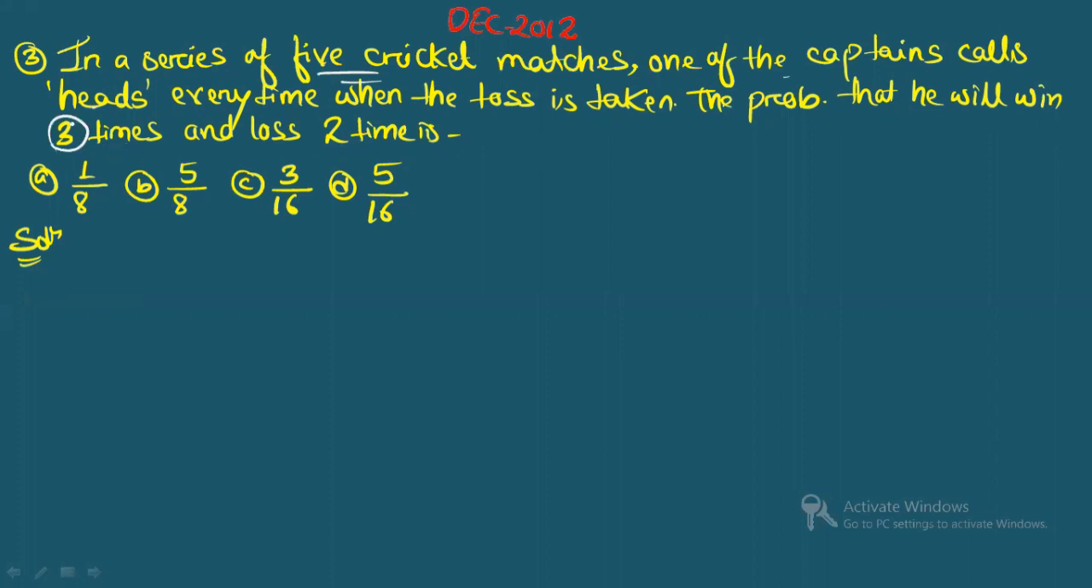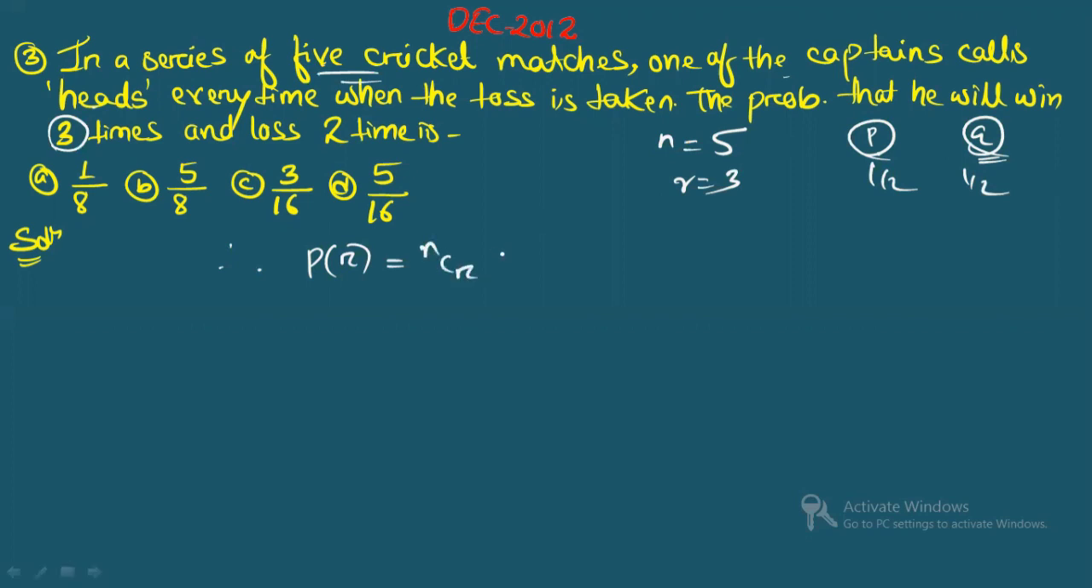So the number of successes is here. The probability for getting head, that is the probability of success in each trial, and the probability of failure in each trial, is 1/2, right? n is given to you, n is 5. Number of successes is denoted by r, it is 3. So this is the binomial distribution formula for the probability of r successes: nCr, p to the power r, q to the power n minus r. So this is 5C3, 1/2 to the power 3, and 1/2 to the power 2.